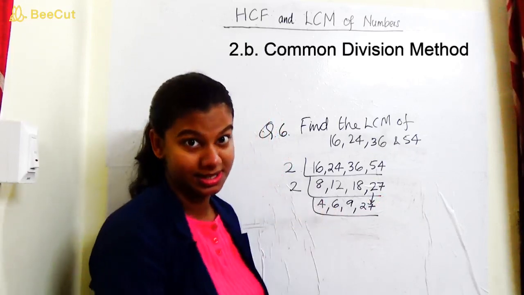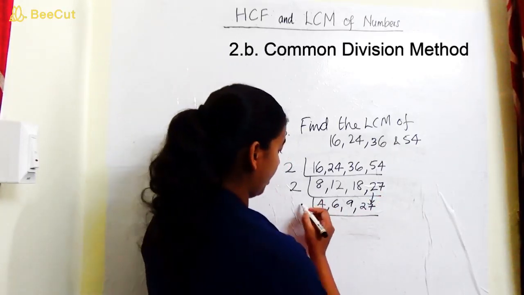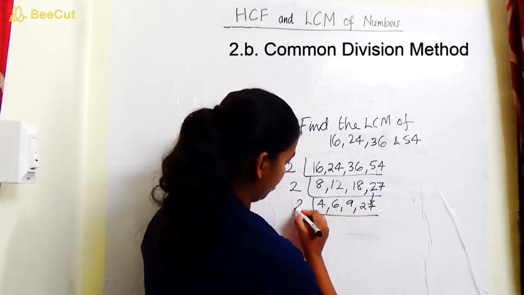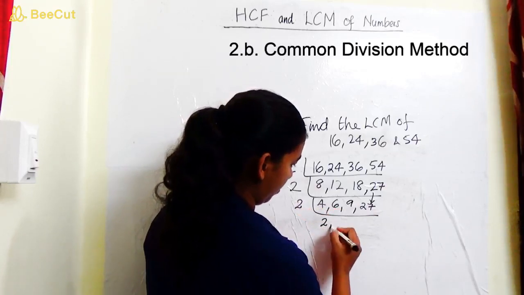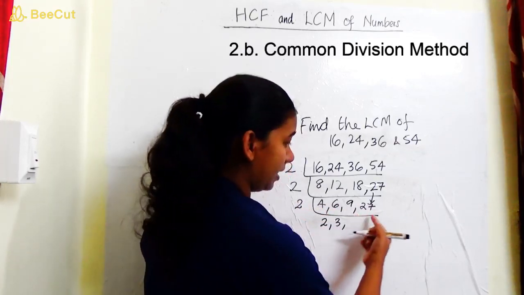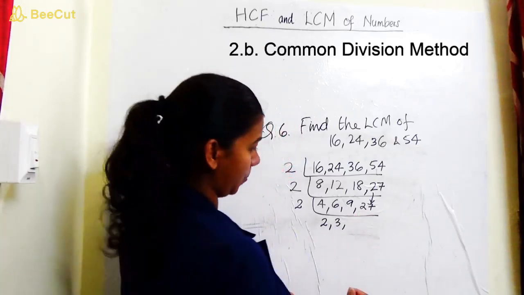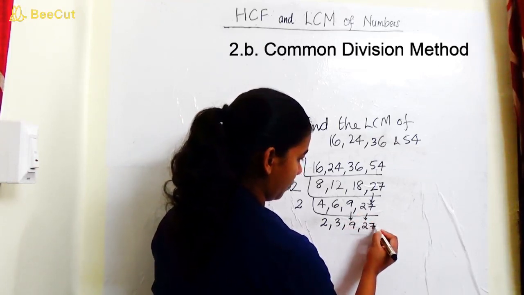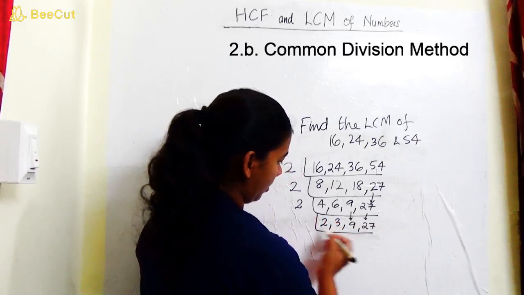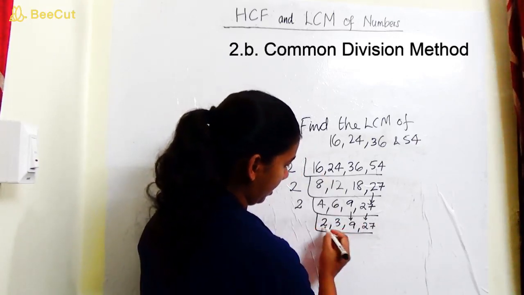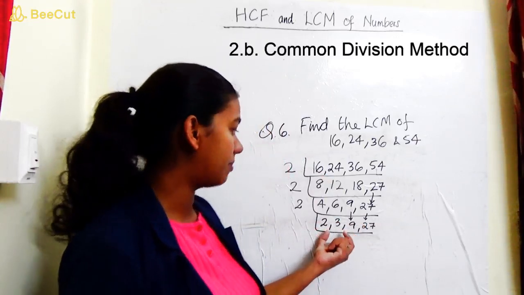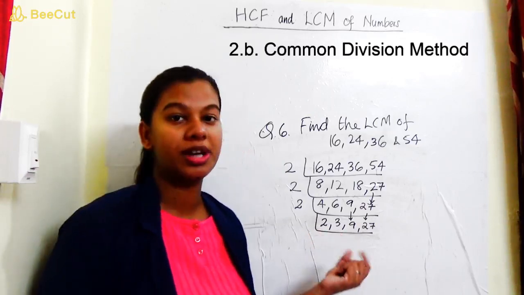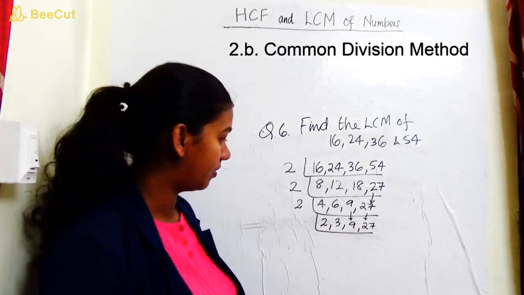So I continue this step. Again I want to divide this by 2. 2 2s are 4, 2 3s are 6. What about 9 and 27? They are not divisible by 2. So I am just carrying forward 9 and 27. Now note the step: we have to continue this division until no 2 numbers are divisible by the same factor.